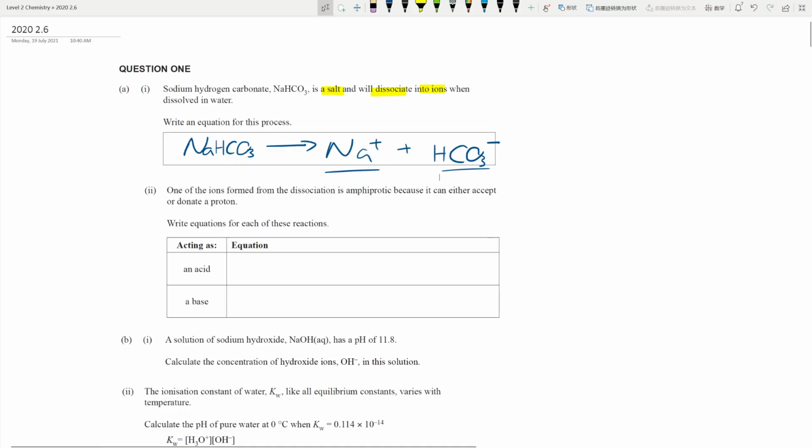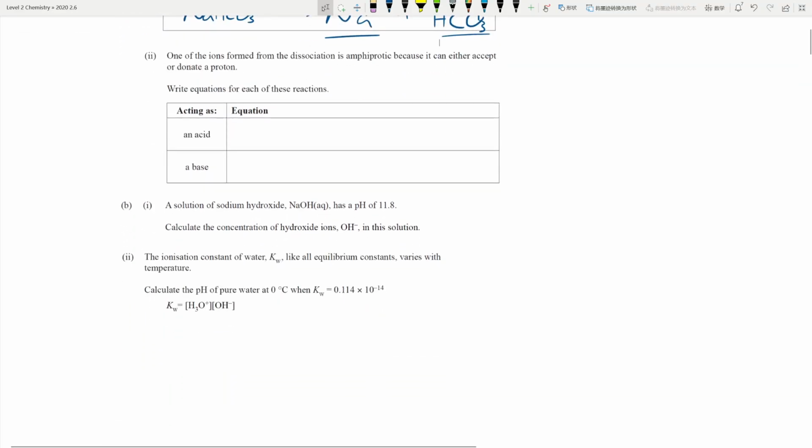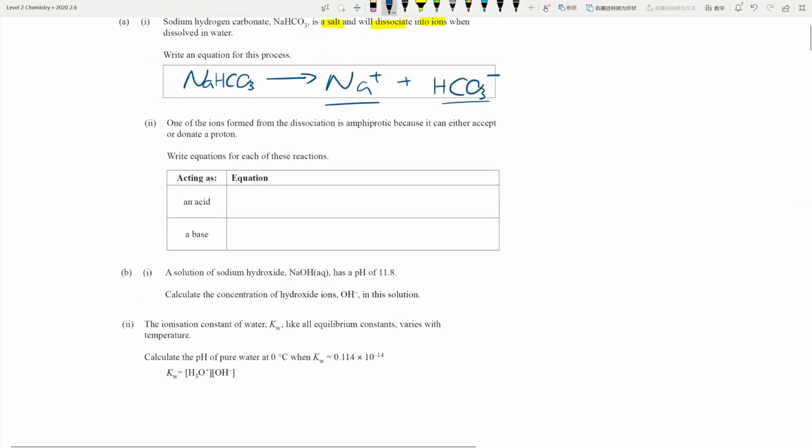All right, next part. One of the ions formed from the dissociation is amphiprotic. So amphiprotic means you can either accept or donate protons. It's actually quite good if you didn't know this, amphiprotic is a terminology. Think of amphibian, it can do both. Amphiprotic means it can give away a proton or accept a proton.